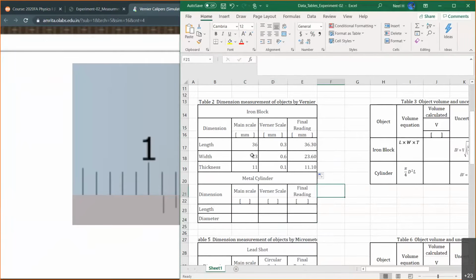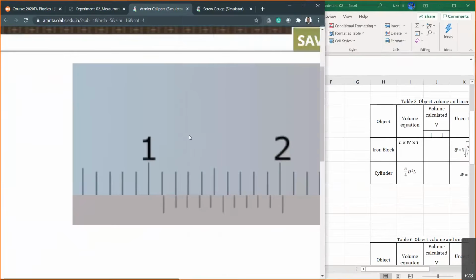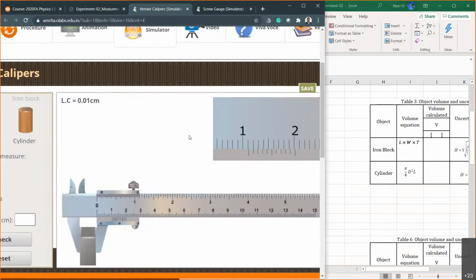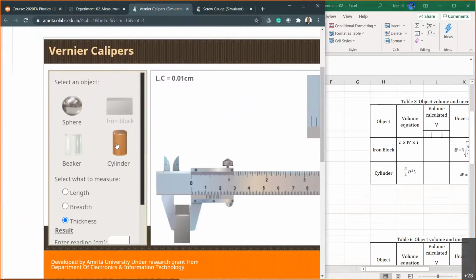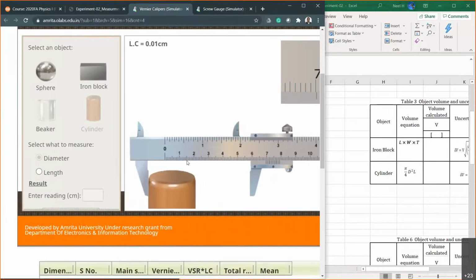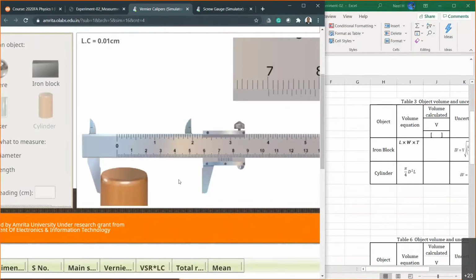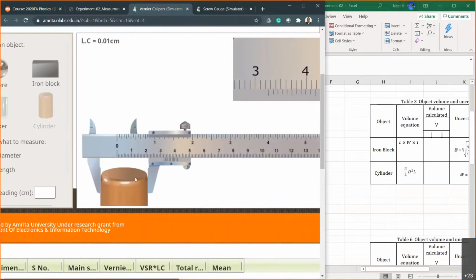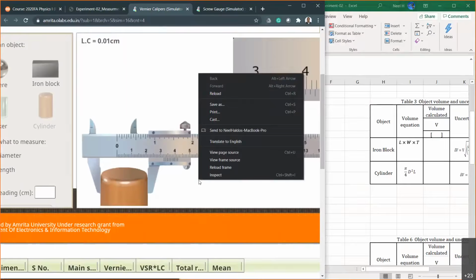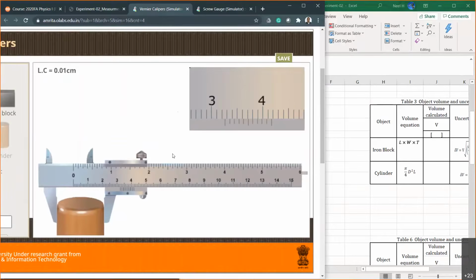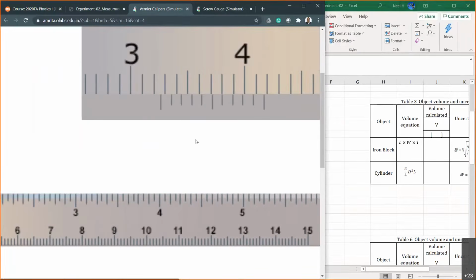Okay, let's read one more item by using this one. So let's read the metal cylinder. If you click on the metal cylinder, it is a cylindrical shape. Because of that, there are only two dimensions, diameter and length. Okay. So let's read the diameter first. Bring the outer jaws. When it is touched, this will appear. So I just need to read that.